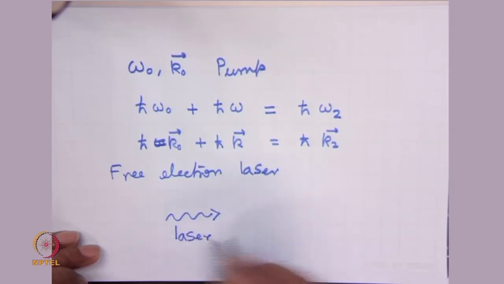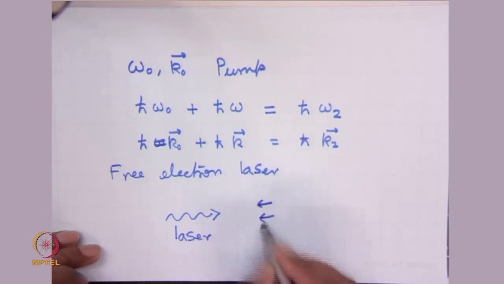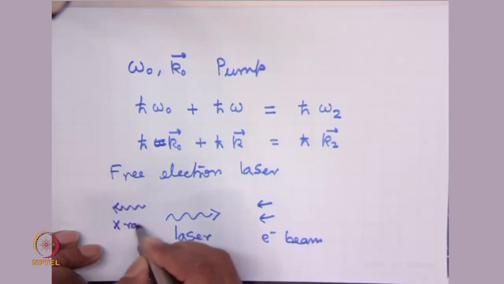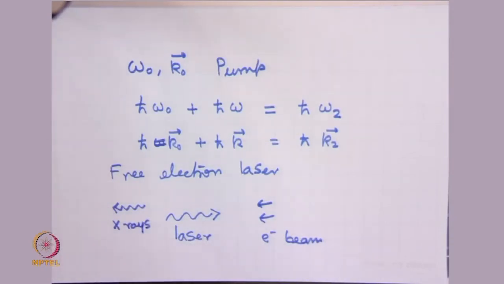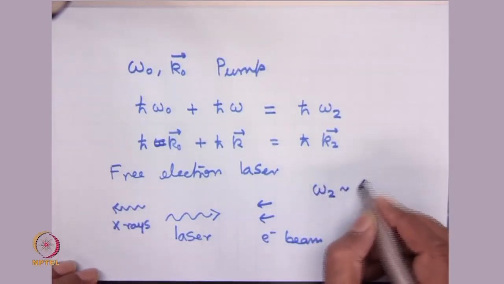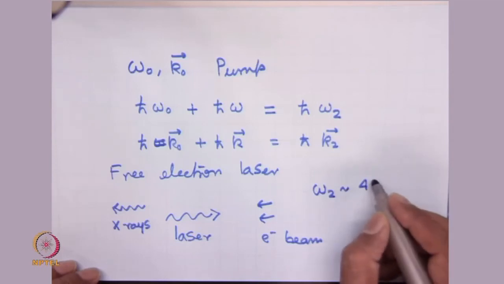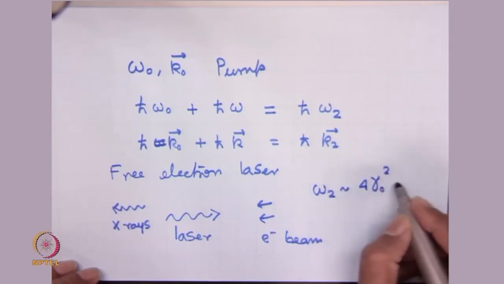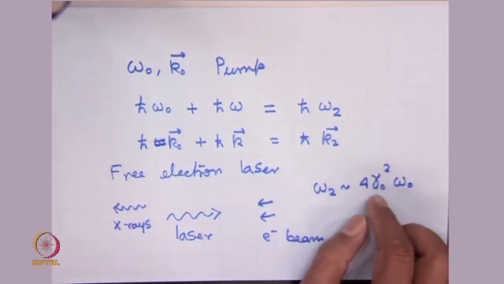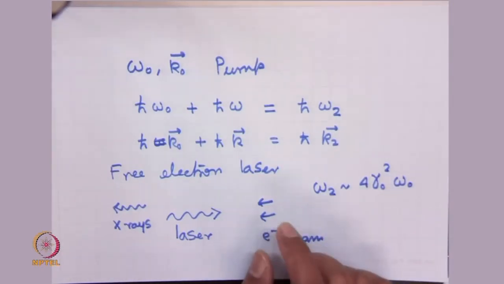Sorry, yeah, if you are having a counter propagating electron beam, then this produces radiation, X-rays. Coherent X-rays will be produced by the coupling between these two. This is a very important scheme, and the frequency of radiation, if you work out a little theory for this, the frequency omega 2 turns out to be of the order of 4 gamma 0 square into omega 0, where gamma 0 is the Lorentz factor of the electron beam.